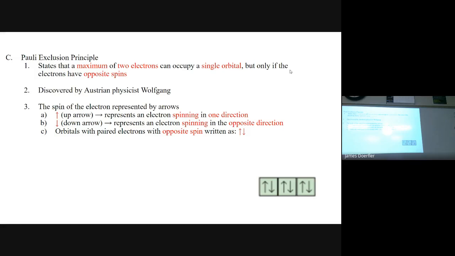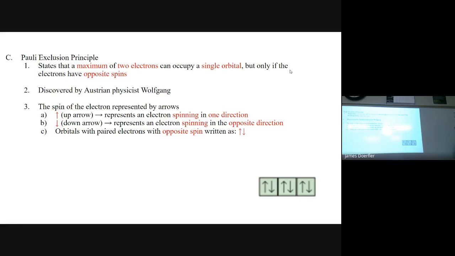When you have orbitals that have paired electrons, you'll have one box with one up arrow and one down arrow. What that does, by having individual boxes with shared electrons with opposite spins, is eventually reduce some energy and allow them to remain in that same orbital box.